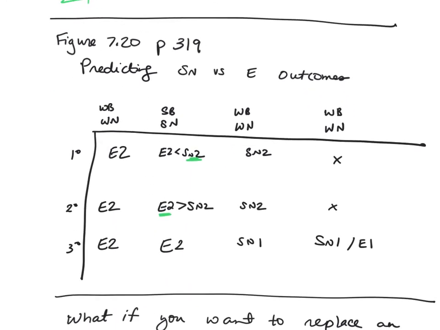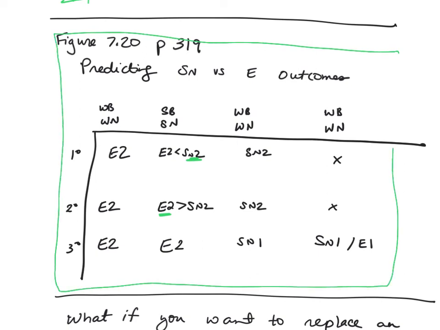You also need to know this table. It's in figure 7.20 on page 319, and that is predicting the outcome between SN and E reactions. And this gives you a summary of whether you have a strong or weak base, a strong or a weak nucleophile, and then the nature of your substrate, whether it's primary, secondary, or tertiary. It doesn't list methyl halides as a substituent because all methyl halides can do is undergo substitution.